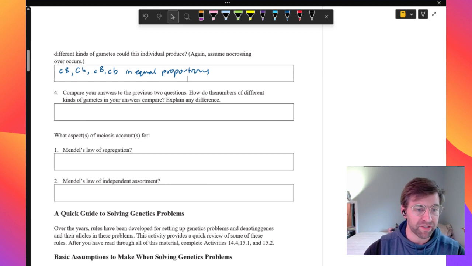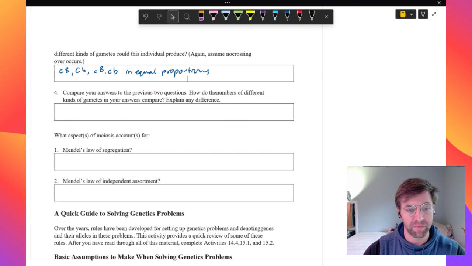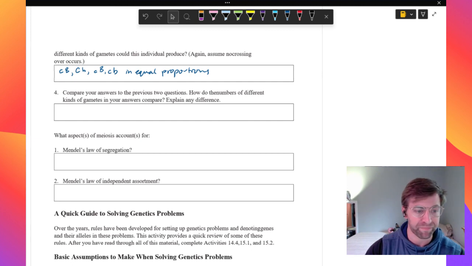Now, compare your answers to the previous 2 questions. How do the numbers of different kinds of gametes in your answers compare, and explain any difference? So any single cell going through meiosis with no crossing over produces only 2 types of gametes at most. However, that individual has the potential to produce four different types of gametes. The particular combinations of C and B alleles in the gametes is a result of how those chromosomes line up in metaphase 1.